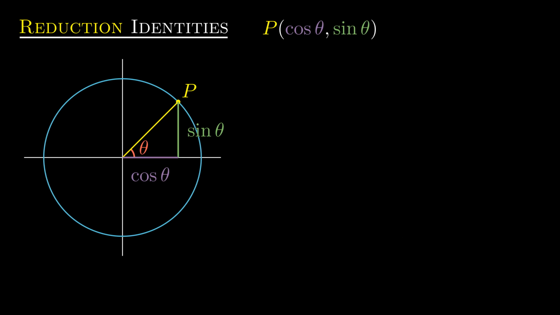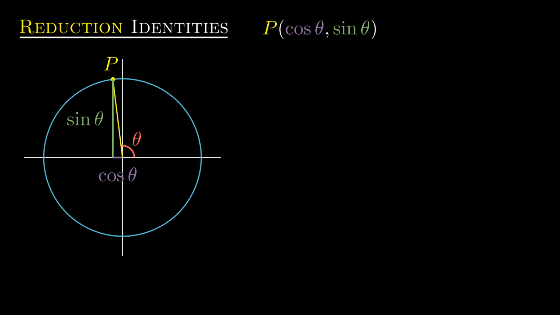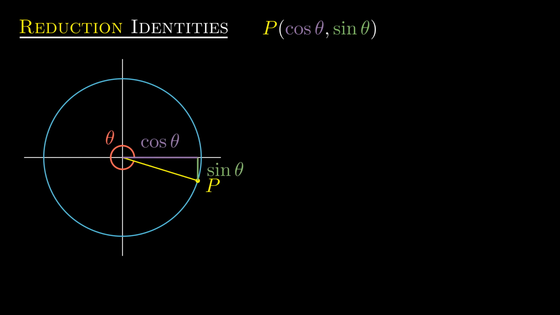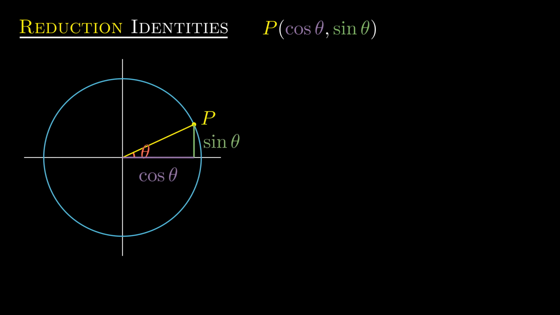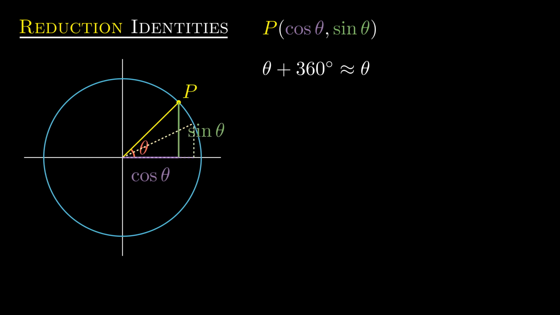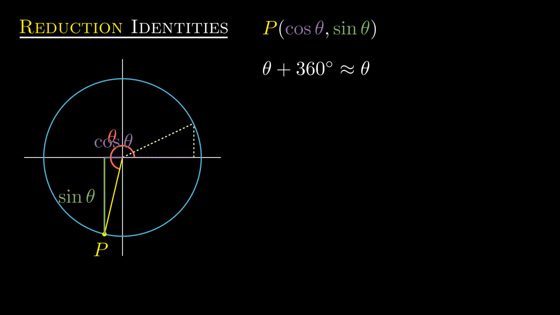The reduction identities enable us to simplify the angle within a trig function. For example, what would happen if we rotated theta an extra 360 degrees? Well, we can see here that P lands exactly where it had started originally. Therefore, theta plus 360 degrees in any trig function should give us the same output as if we had theta.